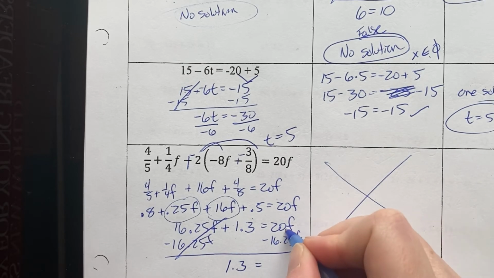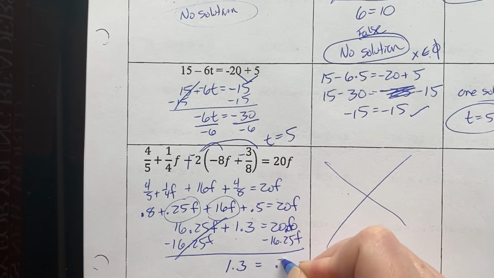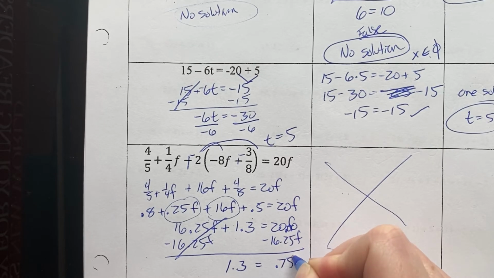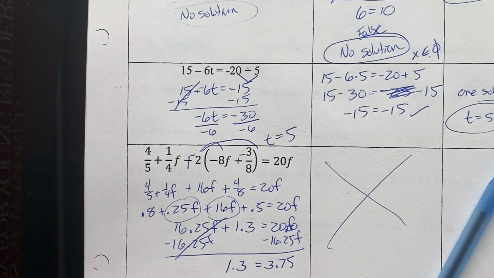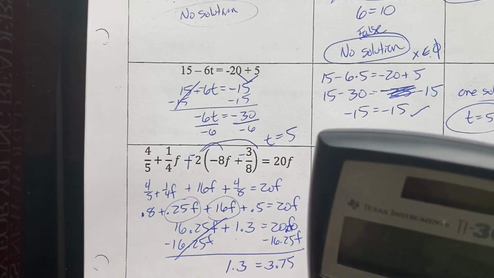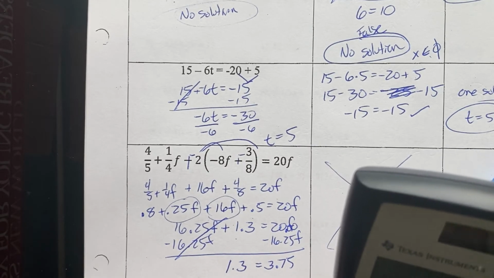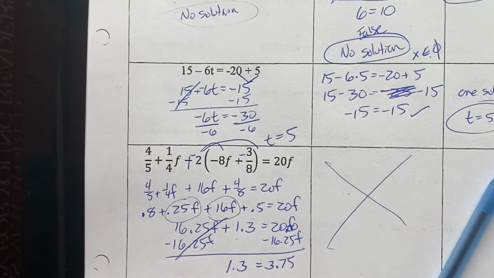well, we gotta regroup. It's my favorite thing to do. So that should be 75/100. I better make sure I subtracted correctly. I'm not feeling it today. 20 minus 16 and 25/100, 3 and 75/100. Whew.